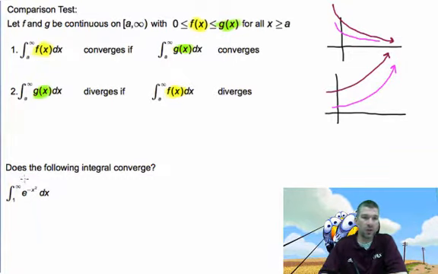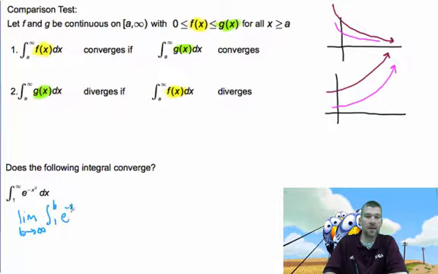So here's the question. Does the following integral converge? They give us the integral from 1 to positive infinity of e to the negative x squared dx. Well, let's set this guy up. This would be the limit as b approaches infinity of the integral from 1 to b of e to the negative x squared dx. Okay, looks a little bit on the gross side.